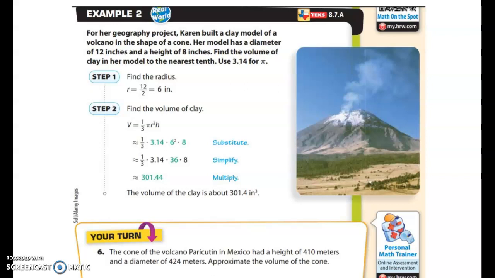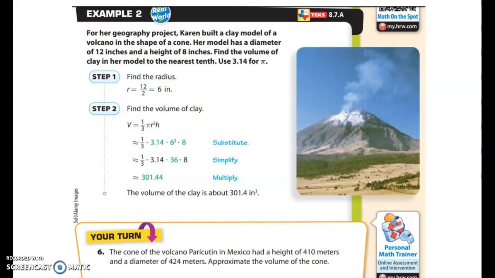Now, I want you to remember something that I told you in class. Remember that we are not rounding each number. So I'm not going to take 3.14 times 36, then round that to the nearest tenth, then multiply by 8, round that to the nearest tenth, then multiply by 1/3. That's not what we're going to do. We're going to multiply all of those numbers together.